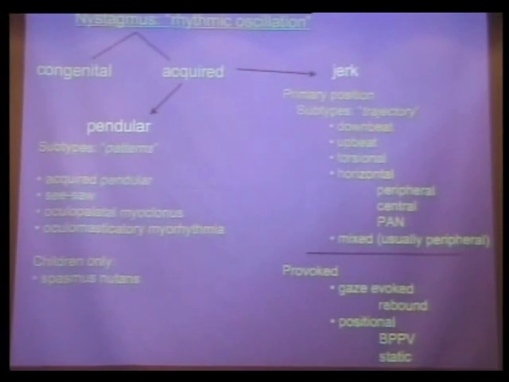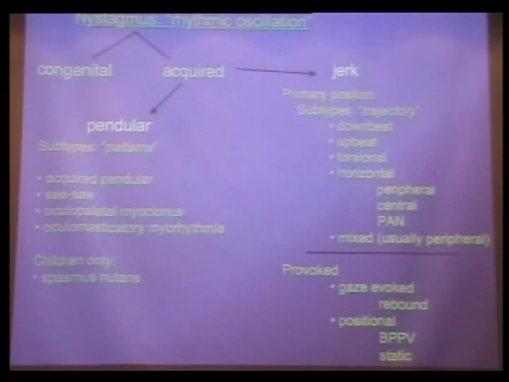And we quite logically divide those into whether it's downbeat, meaning the fast phase is going down and the slow phase is drifting up, upbeat, torsional, horizontal, or mixed, which means it's a combination. If it's mixed, the most common thing is horizontal torsional. That almost always implies peripheral vestibular disease. On occasion, you can see it with lateral medullary lesions. Again, that's one of the things I'm not going to talk about too much today. We're going to talk about some of these more unusual beasts.